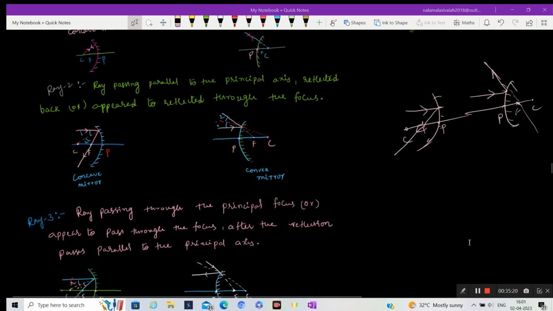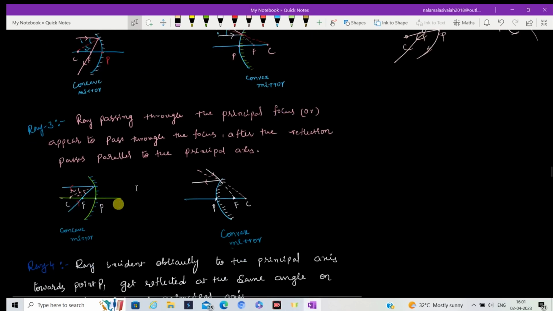Next, coming to the third rule, that is nothing but a ray passing through the principal focus appears to pass through the focus after the reflection. So the third rule you can see, if you are taking this concave mirror, I am considering the pole, focus and center of curvature, the light ray is coming parallel to the principal axis, after that passes through the focus.